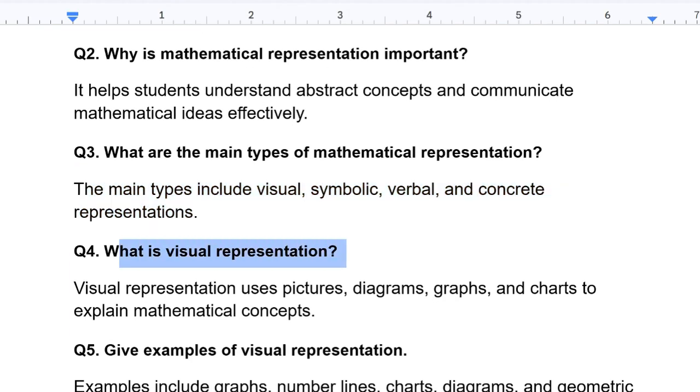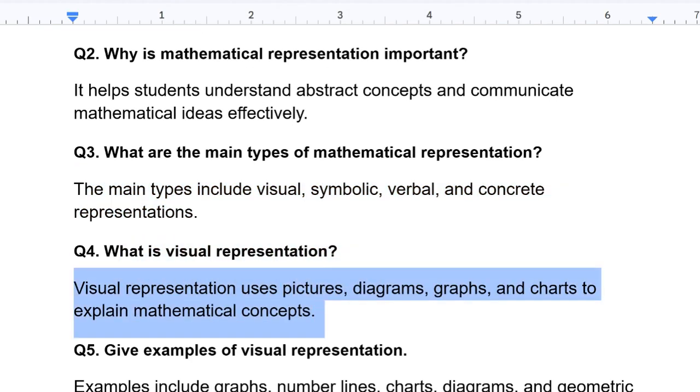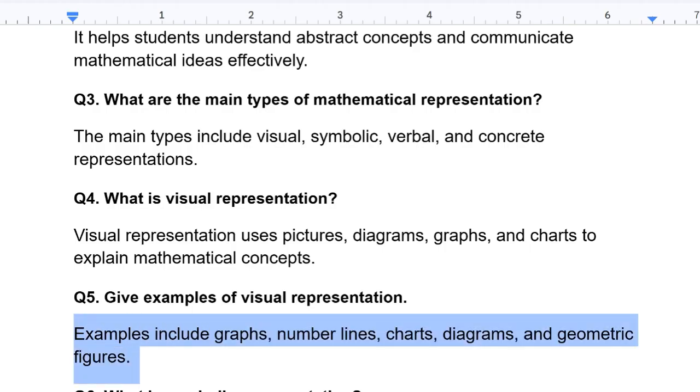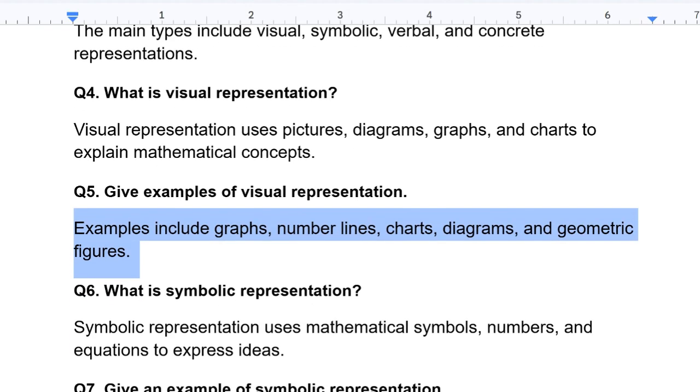What is visual representation? Visual representation uses pictures, diagrams, graphs, and charts. Give an example of visual representation. Examples include graphs, number lines, charts, diagrams, and geometric figures.